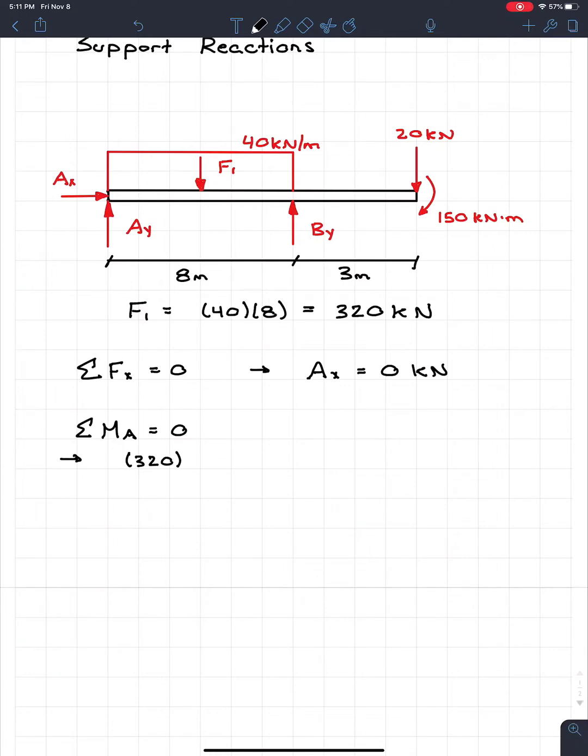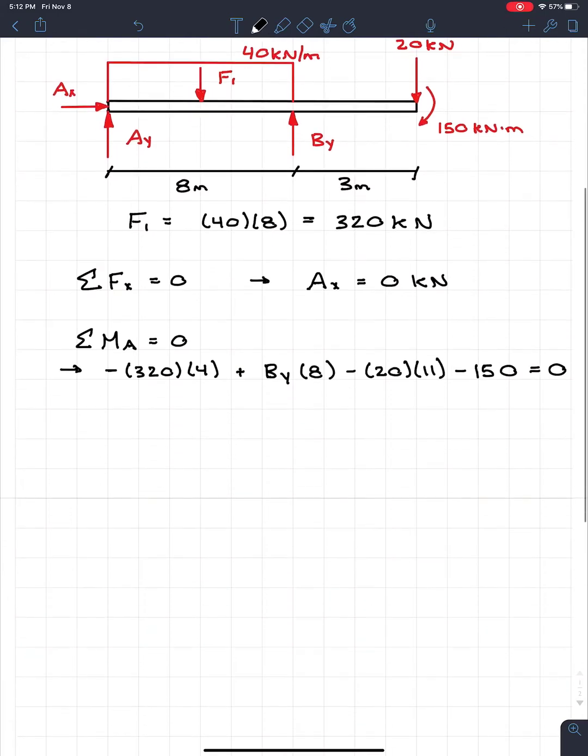And it's going to act at a distance of 4 meters, and it's going to create a negative moment. We're going to have BY, which is going to create a positive moment, acting at a distance of 8 meters. Then at the far end of the beam, we have 20 kilonewtons going down, so we're going to have minus 20, and this is going to be at a distance of 11 meters. And finally, we have 150 kilonewton meters, and we can see that this one's going clockwise, so it's going to be minus 150, and all that is equal to 0.